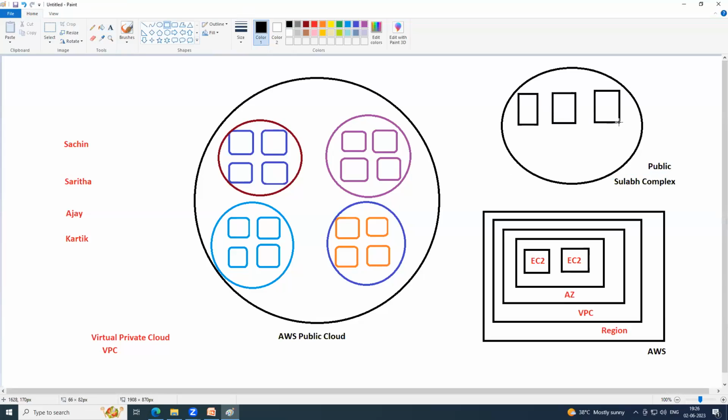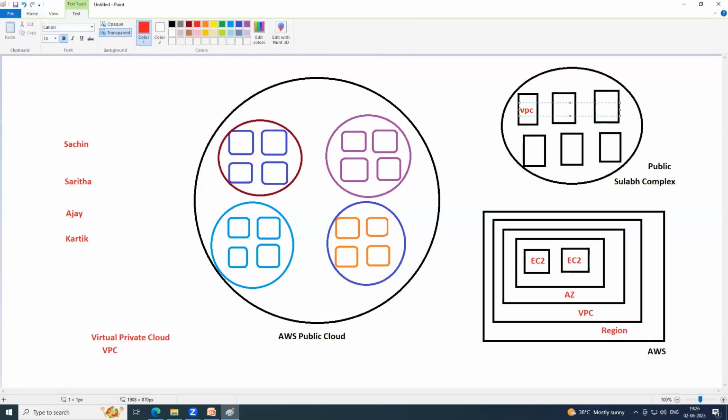And each compartment is called a VPC. Even though everything is public, when you go inside it, it is private to you, correct? So each thing here is a VPC. See, VPC. These are all VPCs.